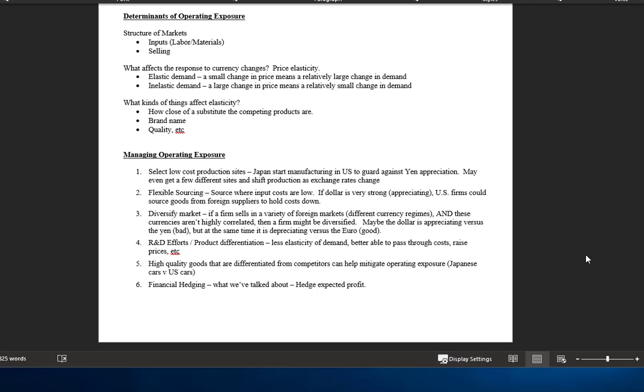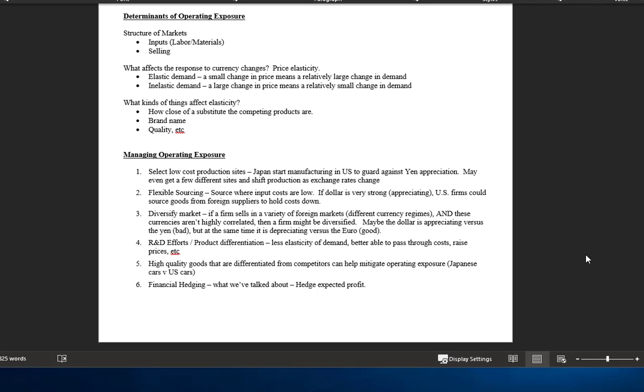Of course, if the dollar is universally appreciating because of some kind of global economic catastrophe, then maybe you're screwed no matter what. R&D efforts or product differentiation. To the extent that you have superior technology, superior products, then you're going to have less elasticity of demand. You might be better able to pass through the costs or raise the prices. We looked at those examples earlier. So again, if you have something that's clearly superior in terms of its quality and your costs go up because of exchange rates, it's more likely that you can raise your prices to offset that impact.